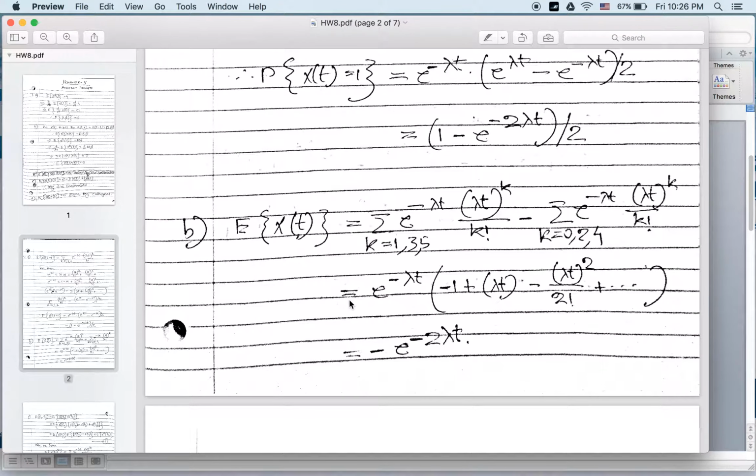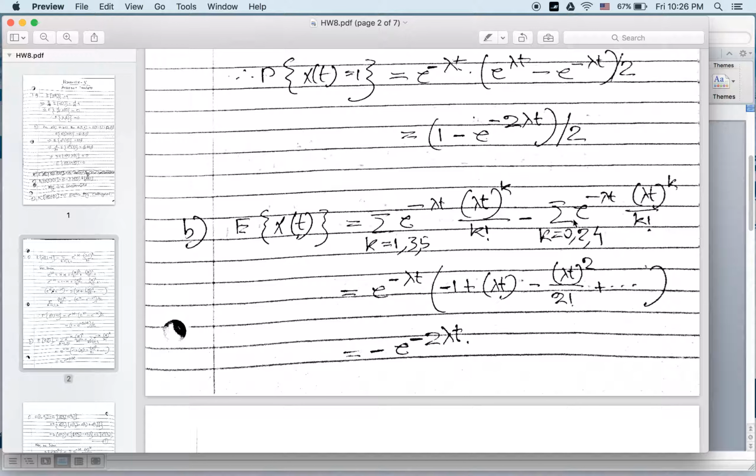Now the next question was to find the expectation of X(t). The expectation of X(t) is nothing but the value times the probability, over all the points. Over all the odd points the value of X(t) is 1, so this is multiplied by 1. I omitted that. And this is over all the even points, multiplied by minus 1, so the minus sign comes here.